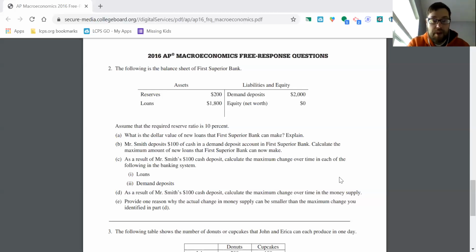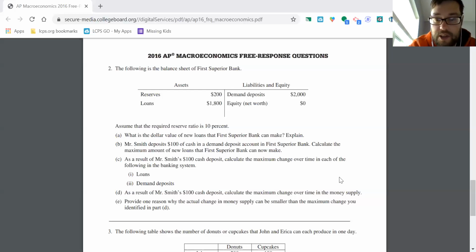Okay, but then we have two parts, and these are sort of subtly different. What happens to the change in the loans, and then what happens to the change in the demand deposit. So they're not the same answer, slightly different. So in the first one, how many more loans?